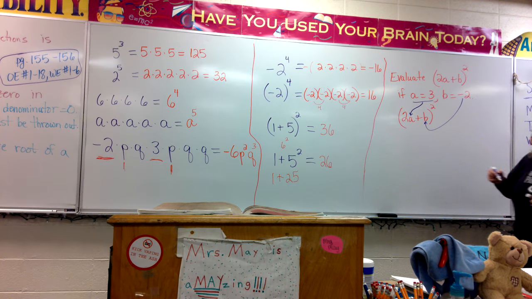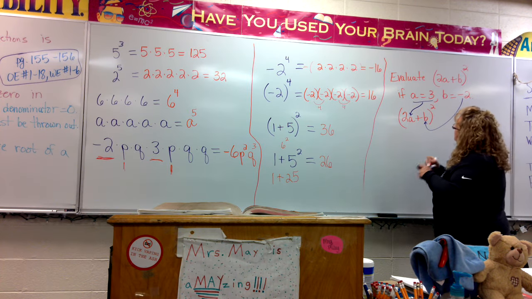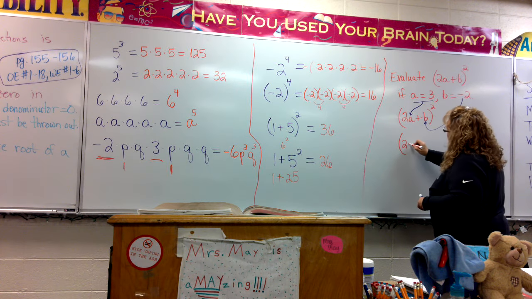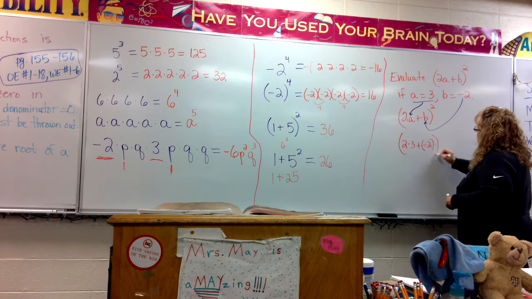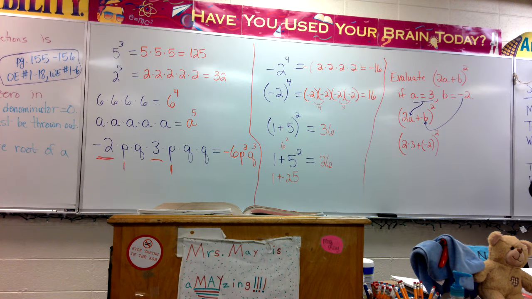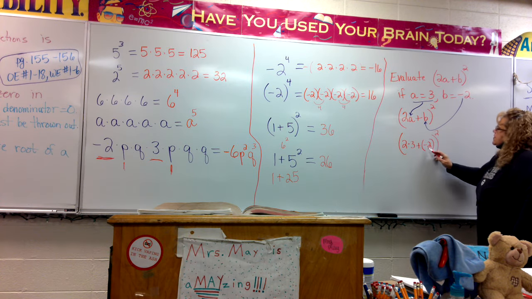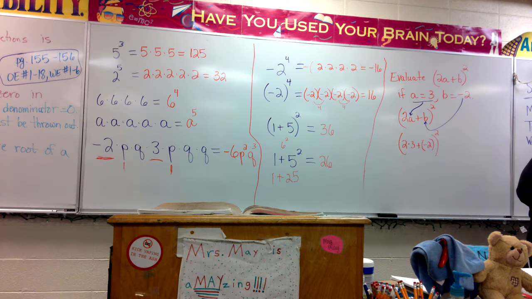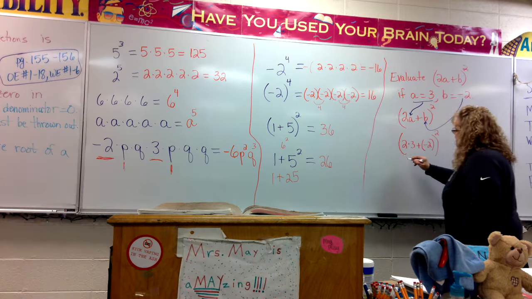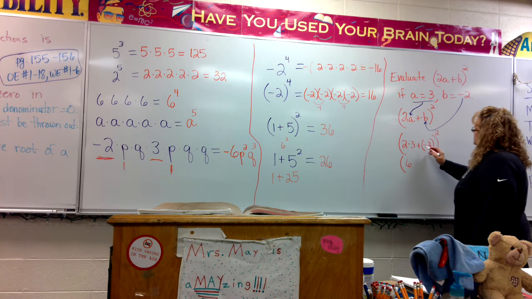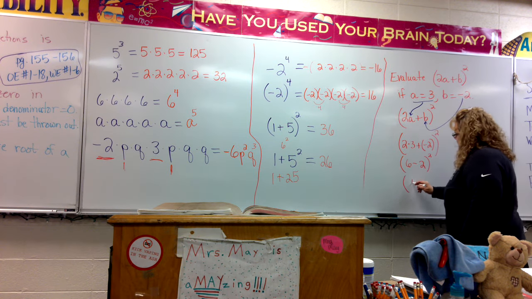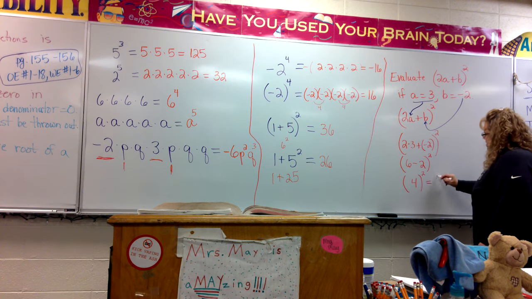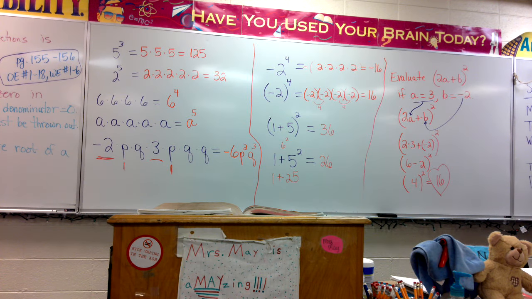So what do I really have? 2 times a, but a is 3, plus a negative 2, all squared. Do inside the parentheses first. I've got to multiply and then I've got to subtract. What do you do first, multiply or subtract? Right, good, you multiply. So this would be 6 plus a negative 2. What is 6 and negative 2? It's 4. 4 squared? 16.